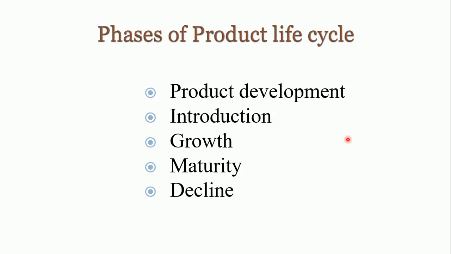What are the different phases of the product life cycle? Here it shows the 5 phases. First is product development, then introduction to the market, then growth in the market, maturity, and last is decline, or the withdrawal of the product from the existing market. These are the phases of the product life cycle. Today we discuss all these phases one by one in detail.